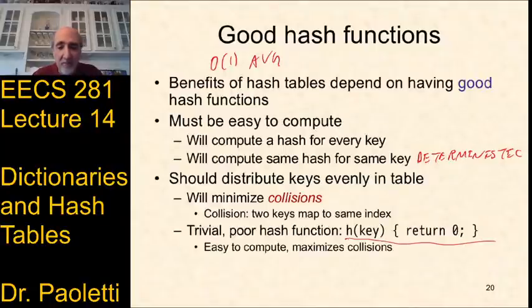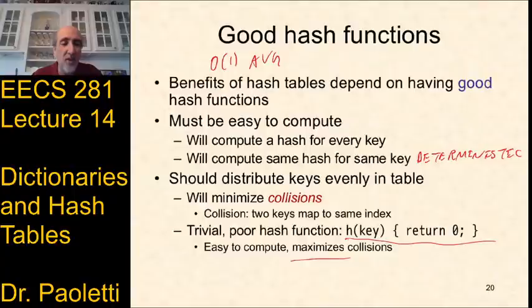Return 0. Now that one meets all of our musts. It's easy to compute. It computes a hash for every key because it doesn't even look at the key. It computes the same hash every time for the same key. Well, more than that, it computes the same hash for every key. So this one is terrible because this one maximizes the collisions. It's saying, everybody go to index 0.